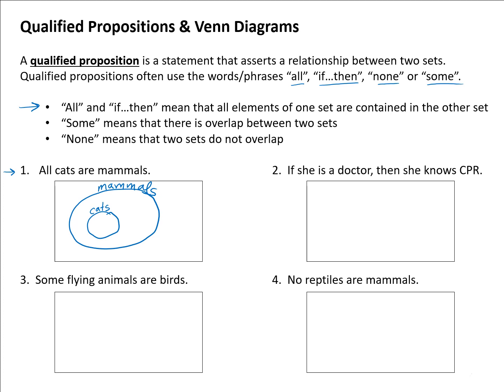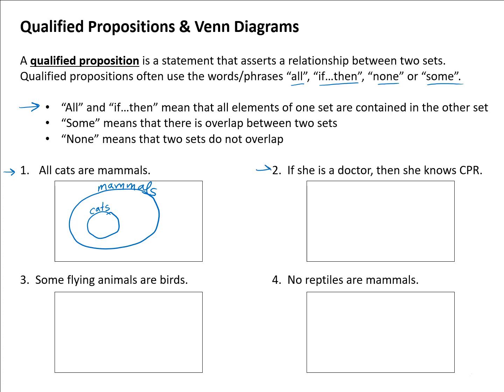Now, because all cats are mammals, if you're inside the cat circle, you're automatically a mammal. However, the opposite is not true. If you're inside the mammal set, you may be a cat if you're inside the cat circle as well. But if you happen to be inside the mammal circle but outside of the cat circle, then you're a mammal but not a cat. So not all mammals are cats. So the order of the two nouns matters when we use the word all. So all cats are mammals means that the cat circle or cat set is contained within the mammal set.